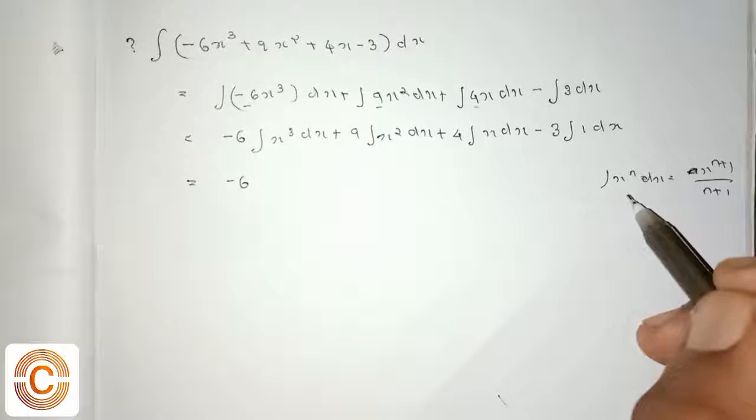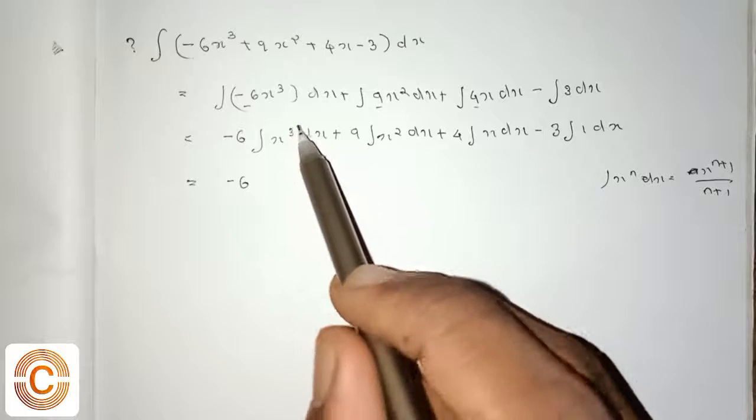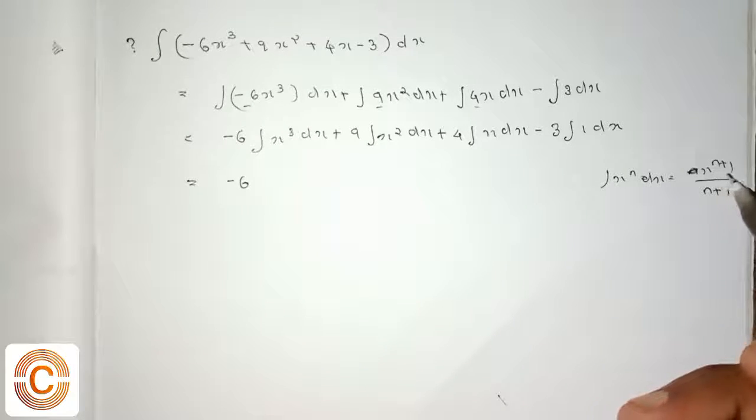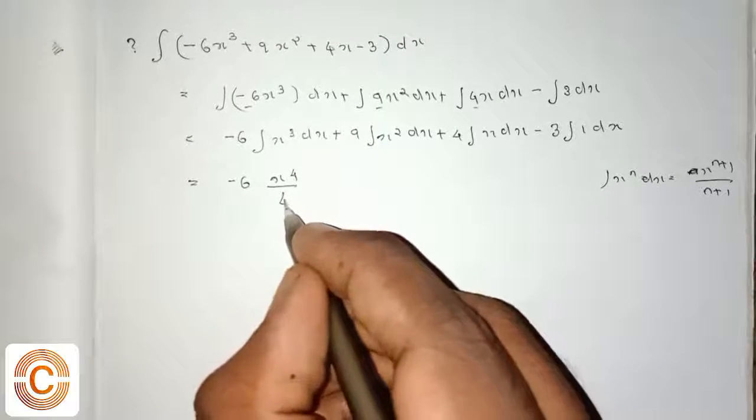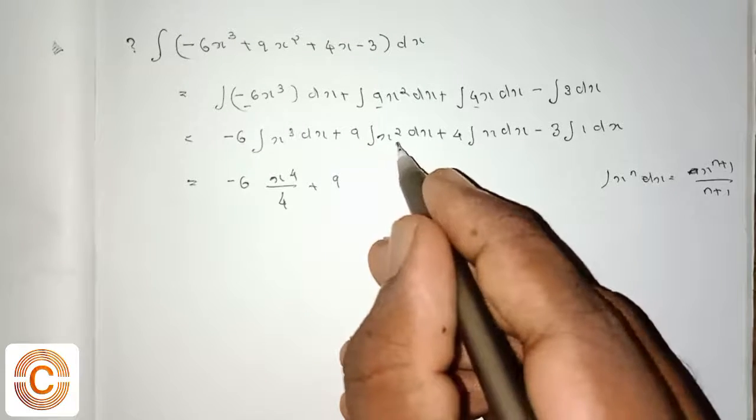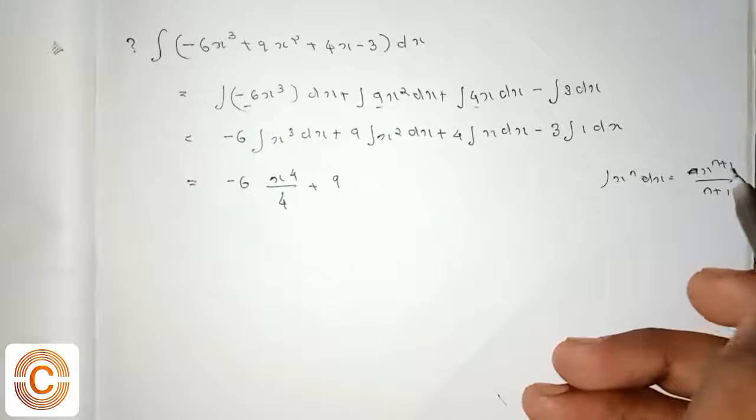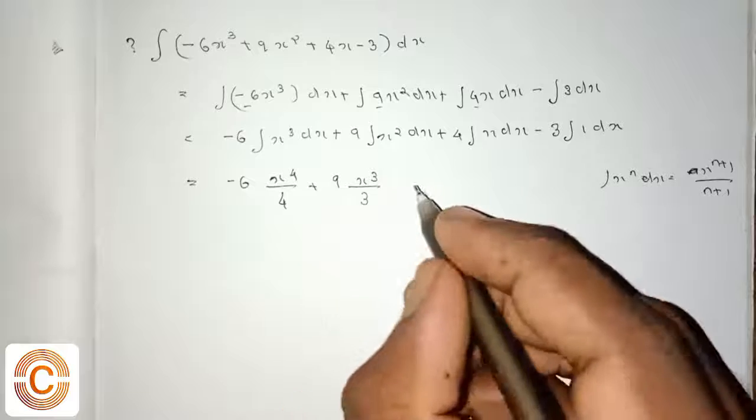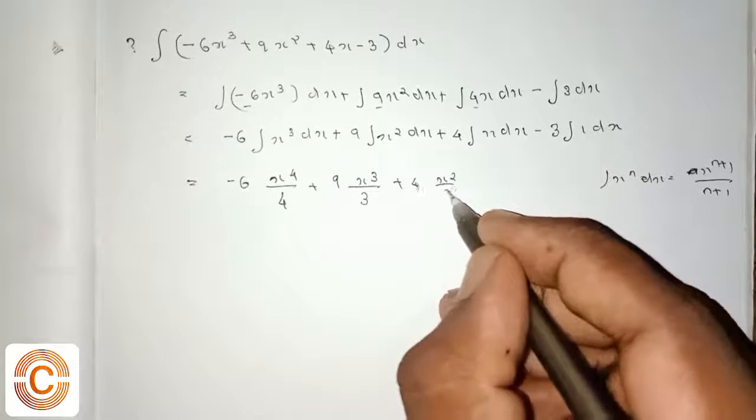We know that integral of x raised to n dx is equal to x raised to n plus 1 divided by n plus 1. Here n is equal to 3, which means x raised to 3 plus 1, that is x raised to 4 divided by 4, plus 9 into x square, where n is equal to 2, that is x raised to 2 plus 1, which is x cube divided by 3, plus 4 into integral x dx, that is x square divided by 2.